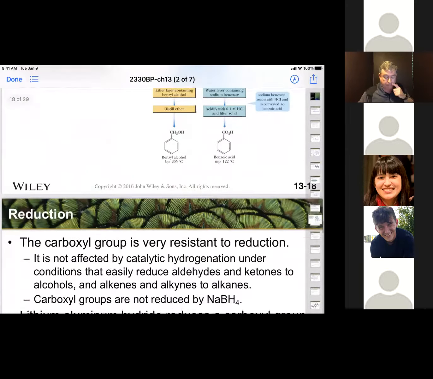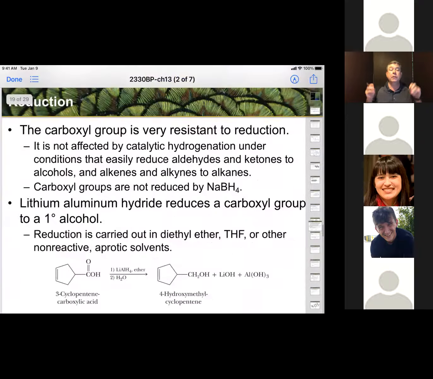Okay, so we talked about in aldehydes and ketones that we can use these hydride reagents to reduce down carbonyls. So we can use sodium borohydride and that'll reduce aldehydes and ketones down to primary and secondary alcohols. However, sodium borohydride is not strong enough to reduce a carboxylic acid. Okay, so I showed you a different reagent. The reagent was lithium aluminum hydride.